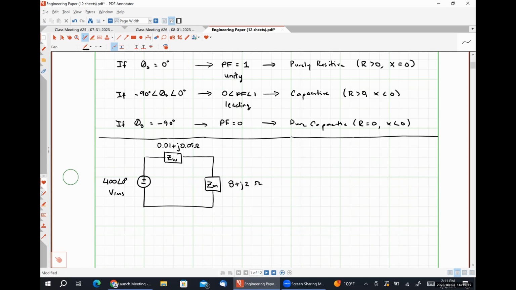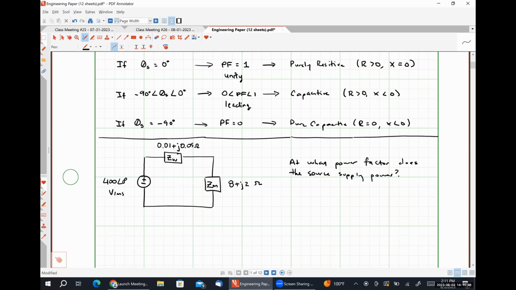ohms. What I want us to figure out is at what power factor does the source supply power.